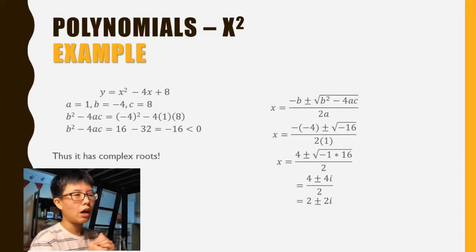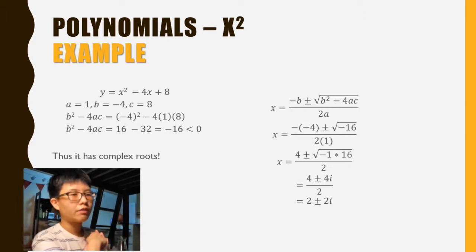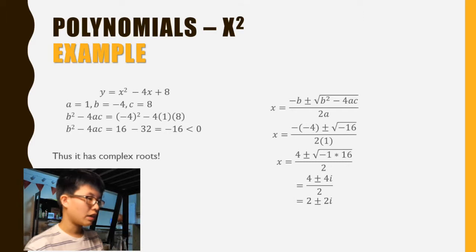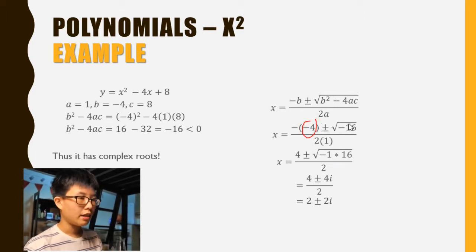So here we have a quadratic equation, which you may have encountered before. It's quite similar to what you've done last time. What you do with a quadratic equation is you take the coefficient of x squared, the coefficient of x, and the constant number, which in this case is 1, minus 4, and 8. And then we just put it into the formula. So minus b plus or minus the square root of b squared minus 4ac over 2a. We put b in and we put a and c in.